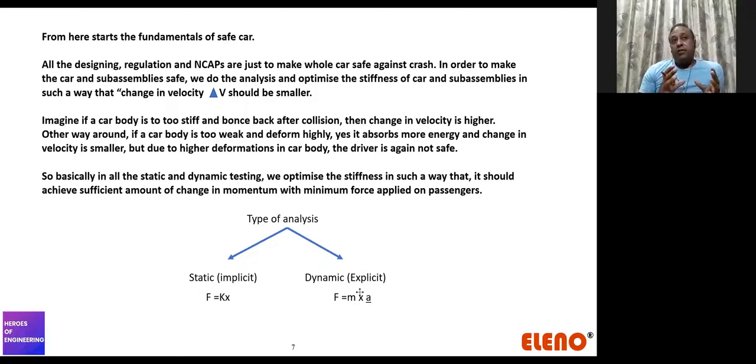And here, what is the target of the OEM for the complete car? To design the whole car in such a way that the change in velocity, delta V, should be smaller. So when the car collision is taking place, whether with a rigid wall, with a truck, or with a pole, we try to keep the change in momentum as small as possible, so that the momentum of the driver will also be lesser, and the injury to the driver or to the opponent will be lesser. But here, what is the challenge?